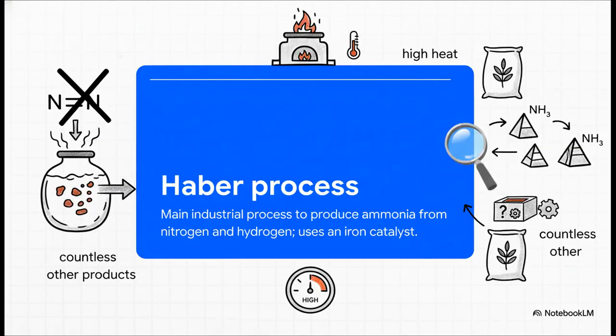And speaking of that tough-to-crack nitrogen bond, that brings us to the Haber process. This isn't just an industrial reaction. It's one of the most important reactions on the planet. It's how we use massive heat, intense pressure, and an iron catalyst to finally force nitrogen to make ammonia, which is absolutely critical for making fertilizers and countless other products.